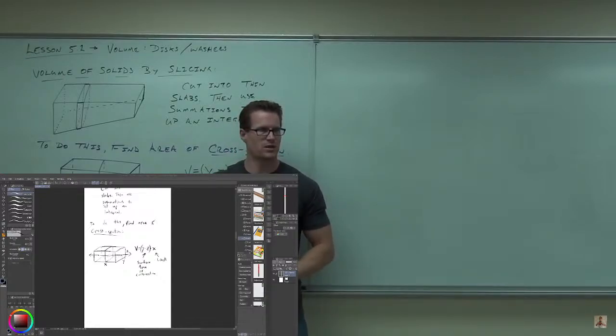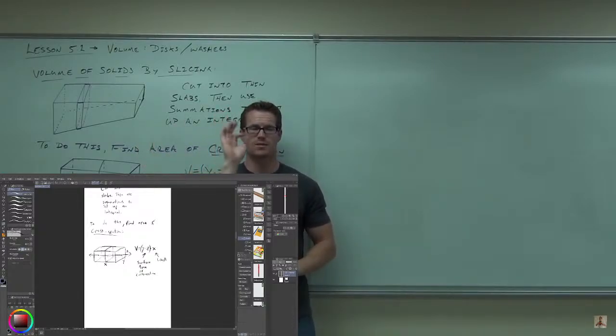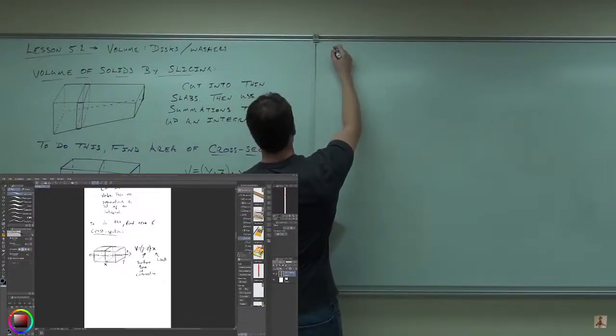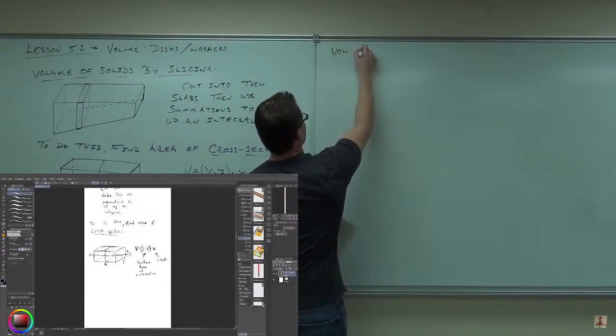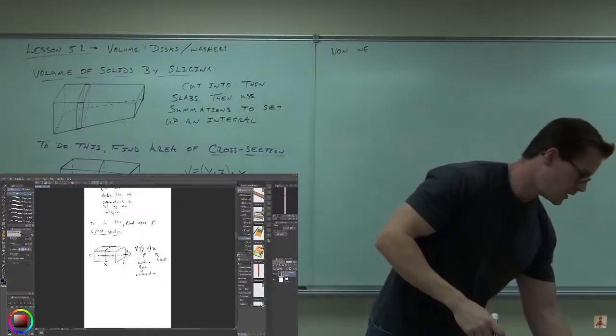Do you see the point? If they're not perpendicular to the x-axis, then this method's not going to work for us. We have to do something else. But if the sides are perpendicular, we're good to go. So now we can find the volume of any solid that's bound by planes that are perpendicular to the x-axis.